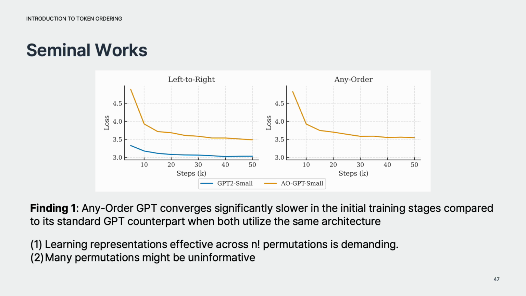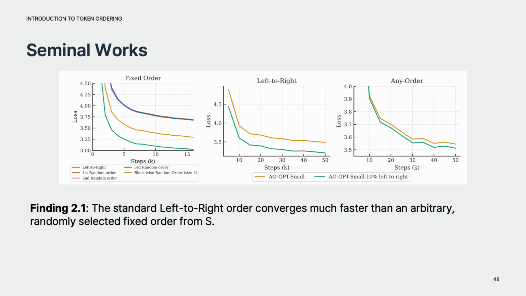The authors speculate on two causes of this phenomenon. Learning representations effective across n vectorial permutations is demanding, and many permutations may be uninformative. The second important finding is that the standard left-to-right order converges much faster than an arbitrary, randomly selected fixed order from S. Since this experiment was conducted on text NLP data, at least for training with text, left-to-right order is more efficient.